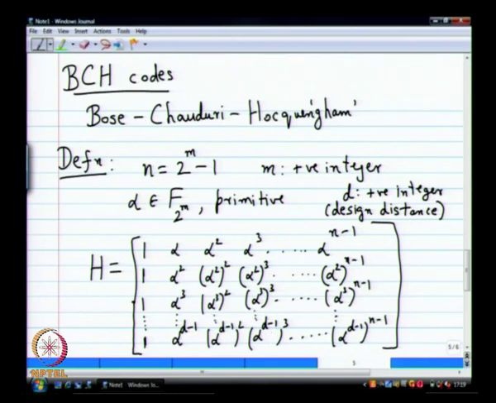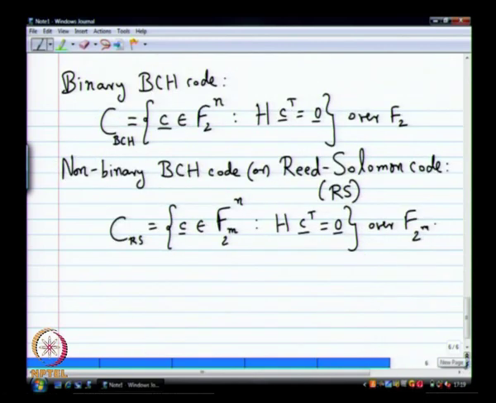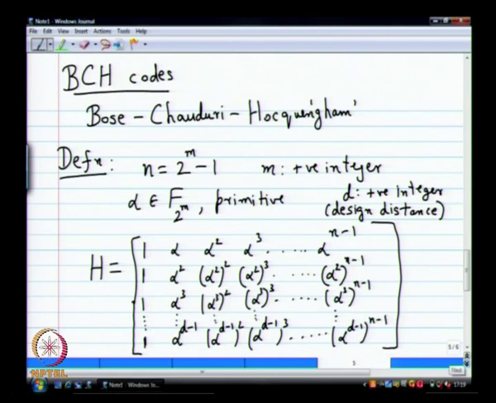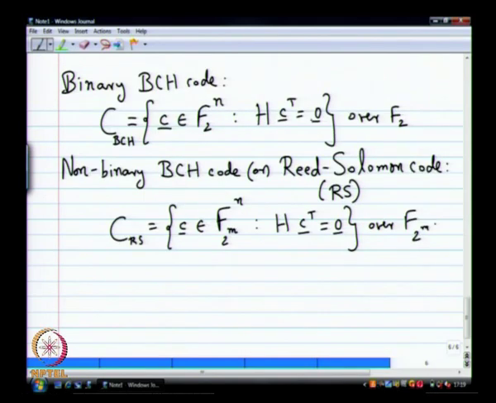Why can I not use the same idea for the first code? Can I use the same kind of idea? Suppose I find out that this is full rank in f2 power m, can I say n minus k will be D or D minus 1, for even the first code? Can I say that?